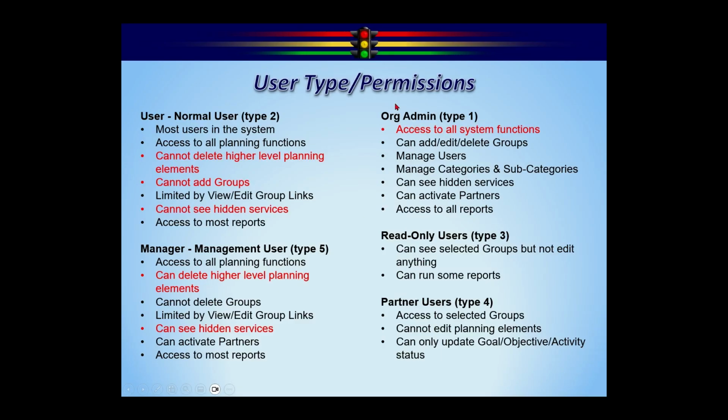Your type org admins here, you got access to all system functions. So there's nothing in the system you cannot do. Nothing should block you, unless again that view edit checkbox is still pertinent in there. You can add, edit, and delete groups. You can manage users, like we're talking about, manage categories and subcategories. So I think, did we go through the 3-dimensional planning?